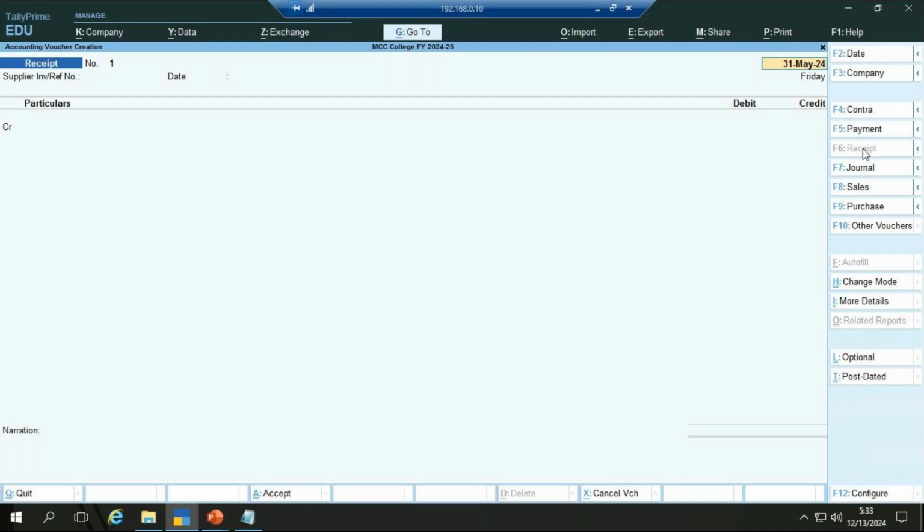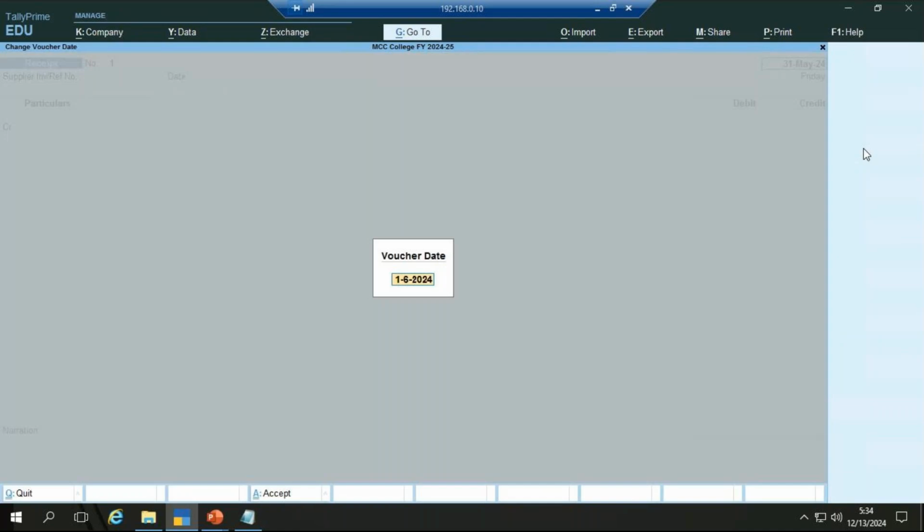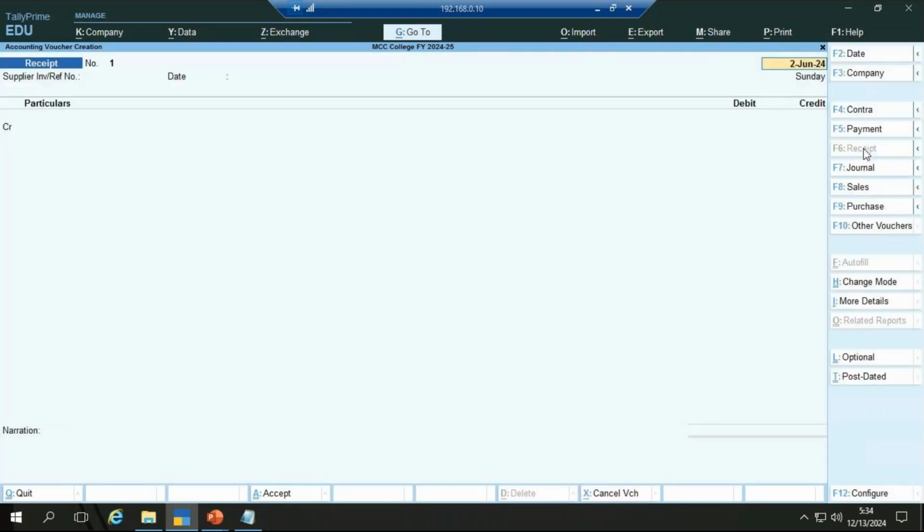Now if I want to change the date, what is the function key to change the date? F2. So good. So press F2. Take it here to 2nd June. We are passing the receipt voucher. So press F2. Receipt voucher. Any doubt you have? Is everyone getting the credit, debit, particulars? Okay. Fine then.